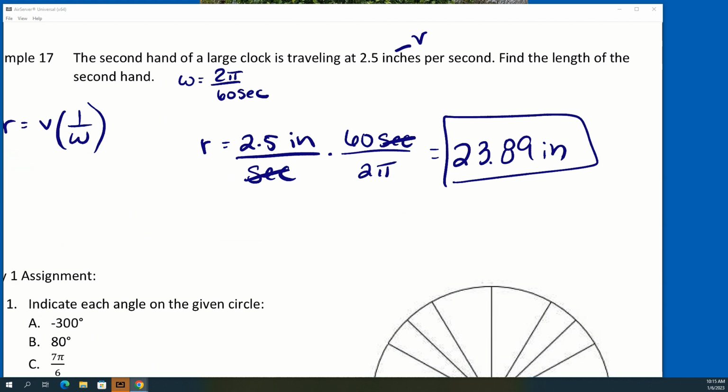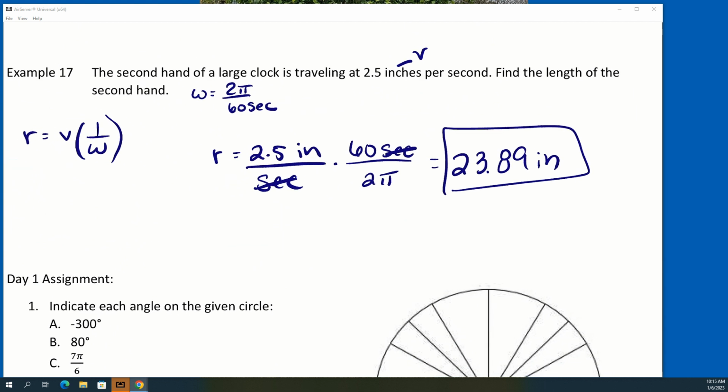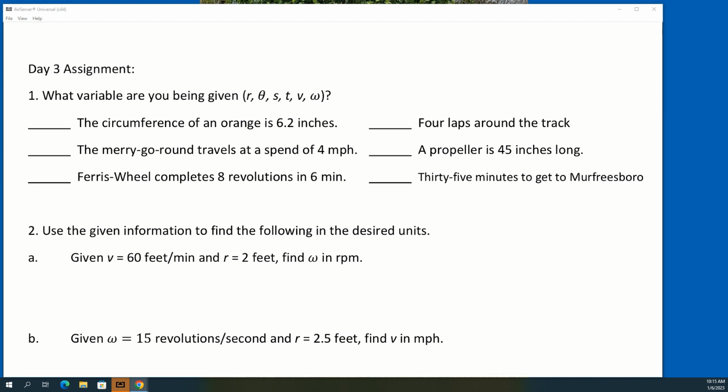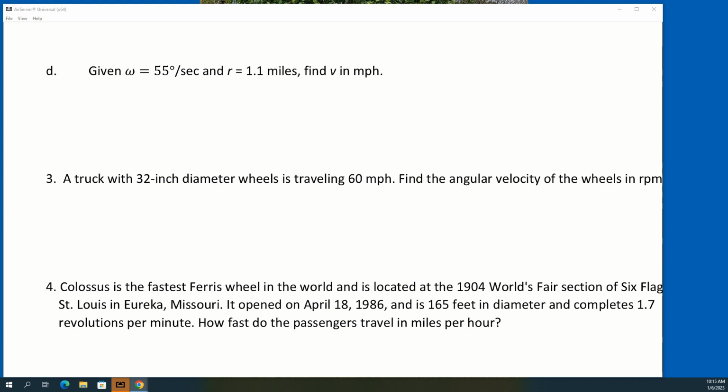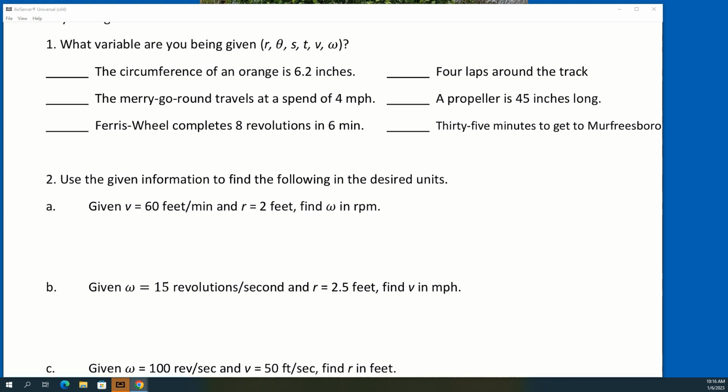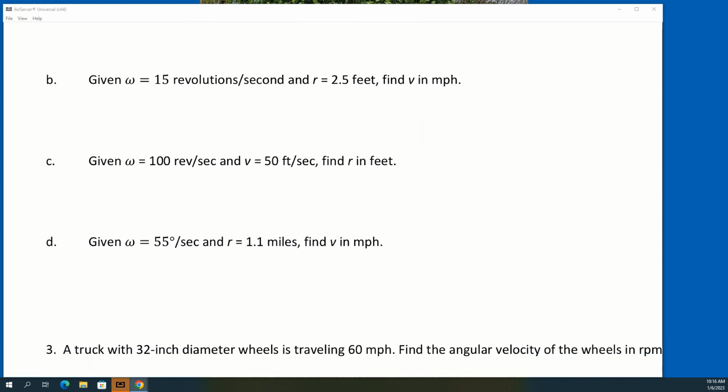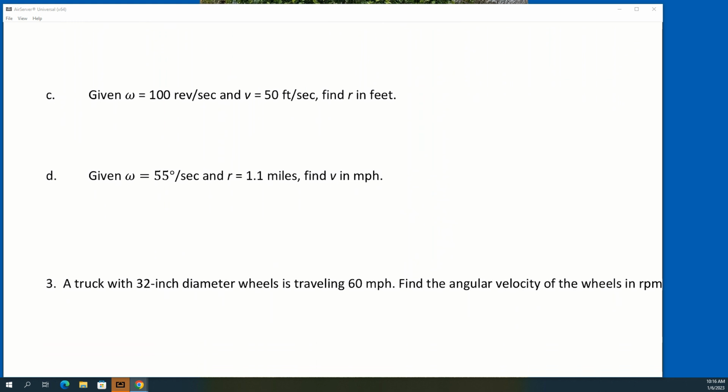All right, so what questions do you guys have? All right, so the last assignment in the packet is on page 7. It says 1 through 4, but there's A, B, C, D on part of it. So it's several problems for you guys to do.